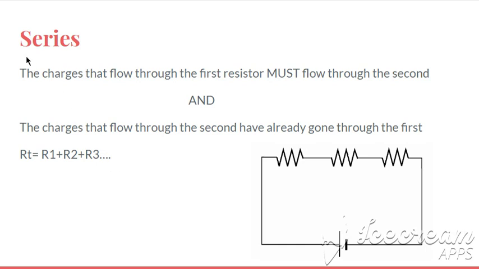Series is when the charges that flow through the first resistor must flow through the second, and the charges that flow through the second have already gone through the first. So in this one is the first resistor. Since that is the first resistor, it automatically has to go to 2 and 3 to go back to the battery.